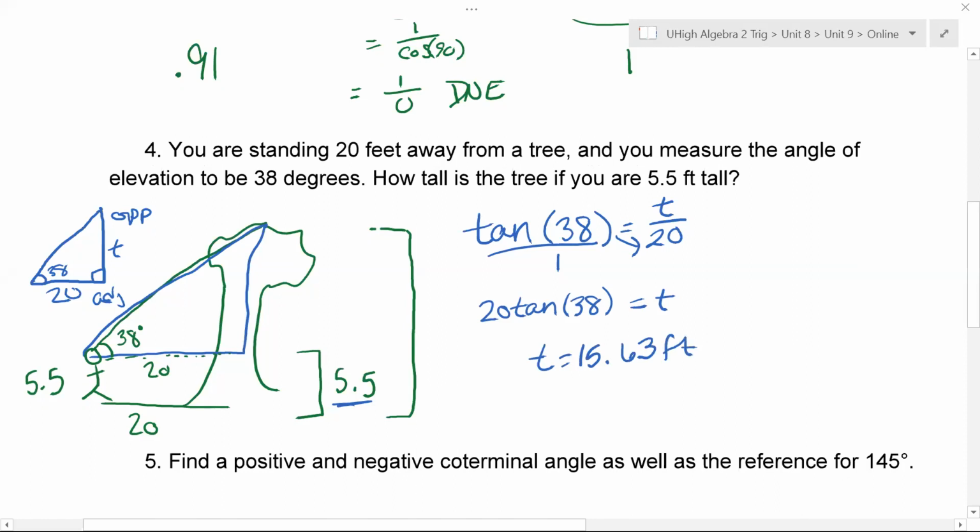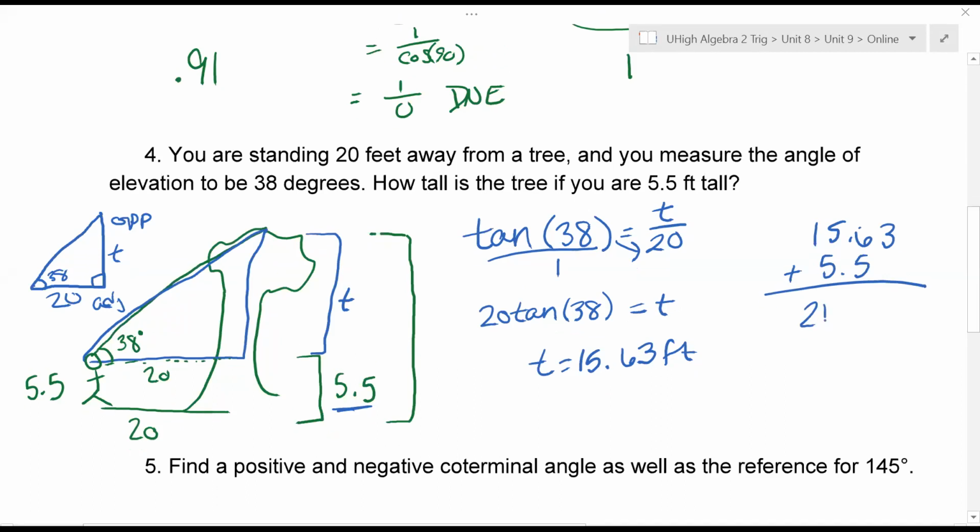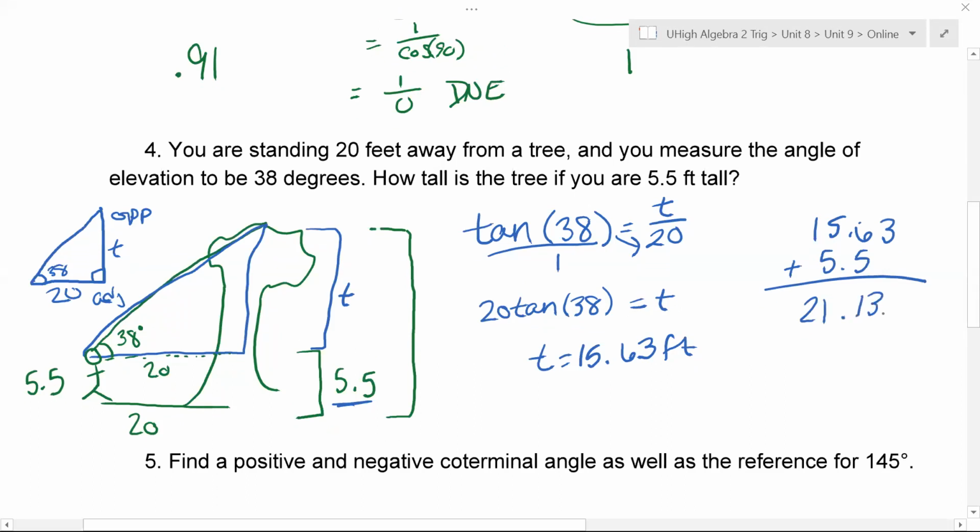And again, t is just this part of my tree. So now I'm going to have to do my 15.63 plus my height of 5.5 feet to get that the total tree height is 21.13.